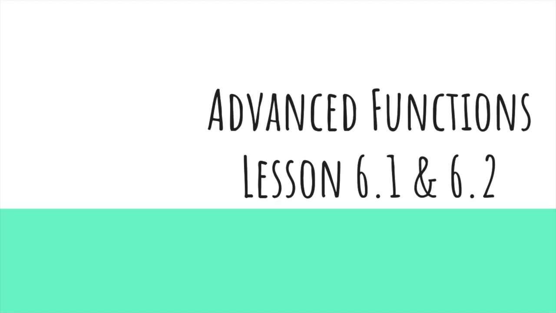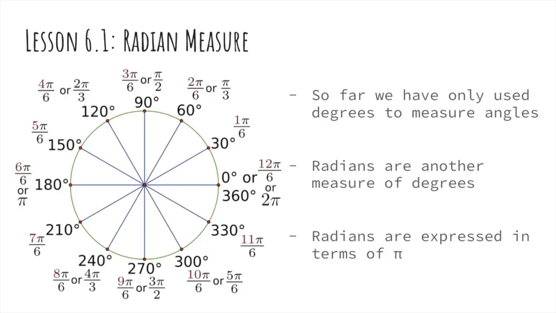Advanced functions. The first lesson, 6.1, is an introduction to the unit of radians. Typically since grade 6, grade 7, we've been using degrees to calculate angles. You may have recognized some of these degrees, like 30 degrees as you can see here, 60 degrees, and you may even know them as the primary trig ratios. So far, we've only used degrees to measure angles.